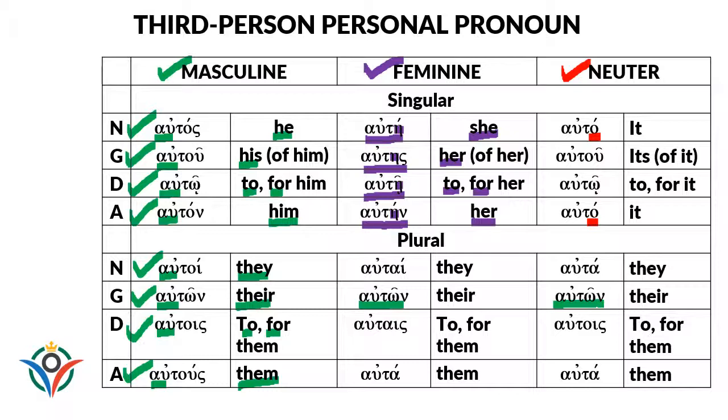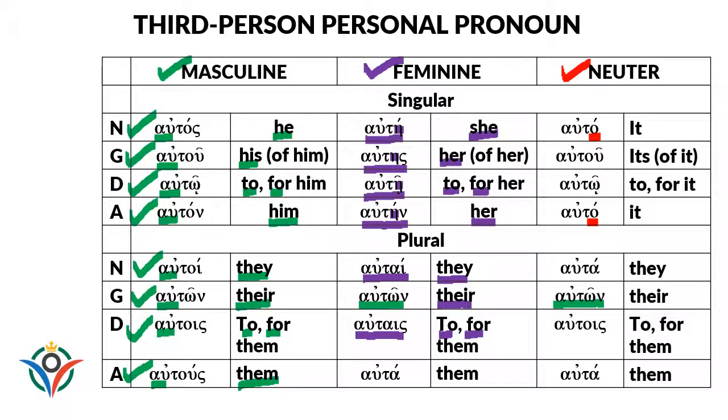Moving on to the plural forms, the nominative is autai, translated as they. Then we have auton again, translated as their. The dative, autais, to or for them.